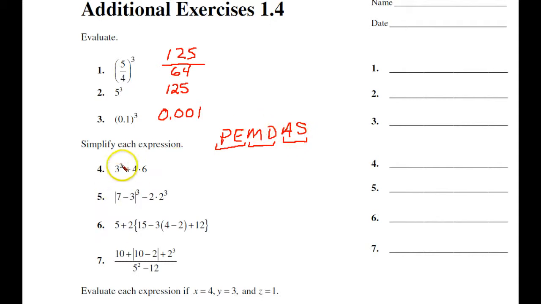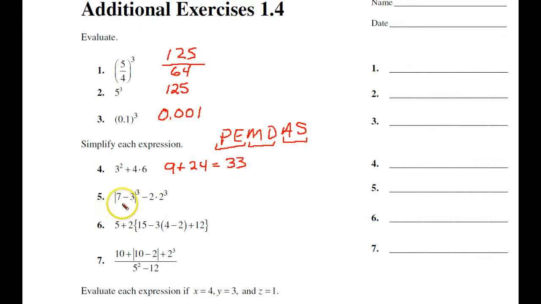Okay, so there's an exponent. So this will be a 9. Then it's going to be 4 times 6 is 24. So this gives us a 33.